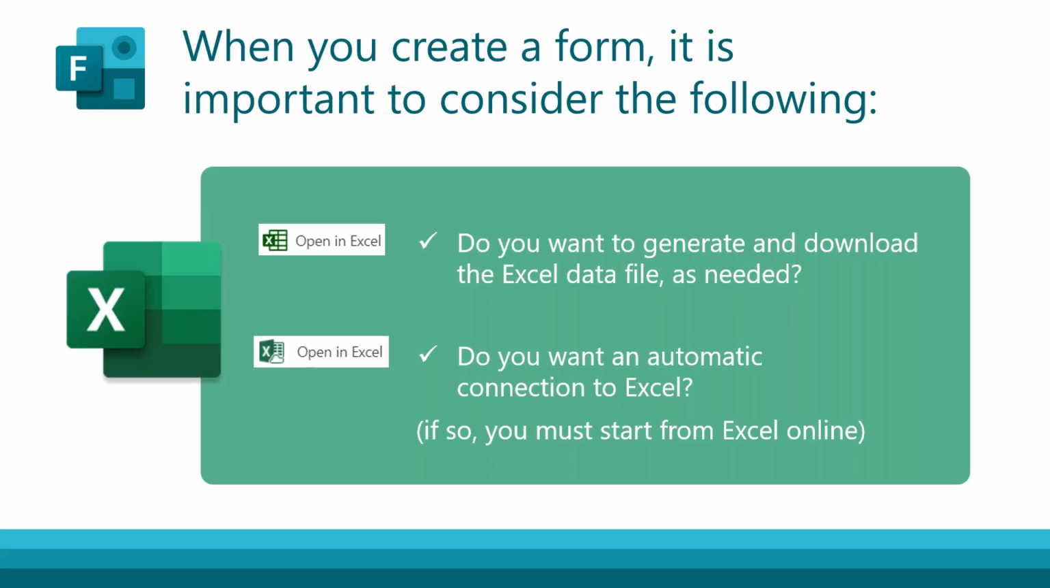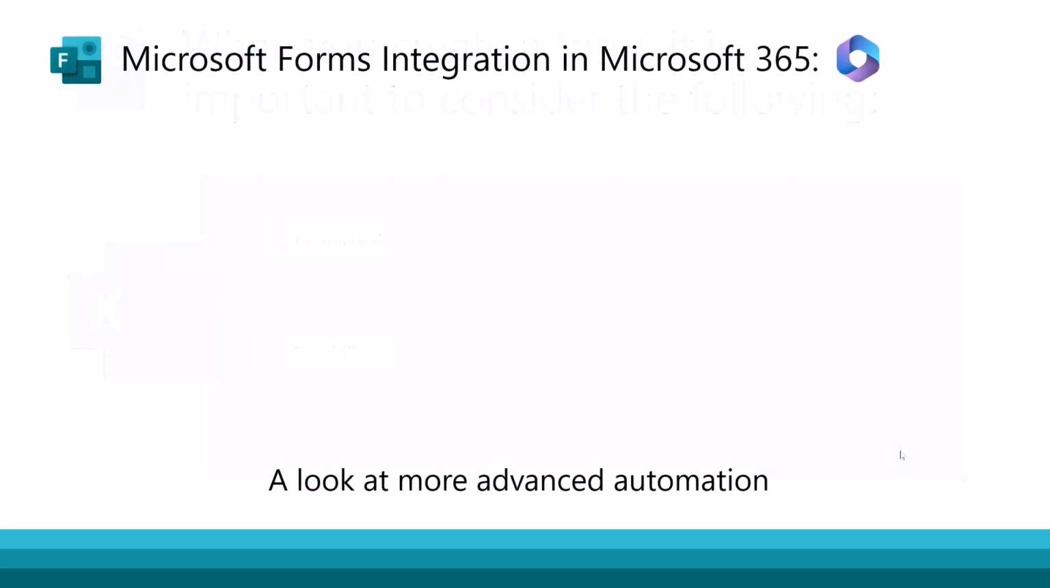I mentioned the Excel thing. I'm going to mention it one more time because I do think it's important. You have to start over if you choose the wrong one here at the beginning. So think about the two questions. Do you want to generate and download the file as needed? You're going to see an icon in the responses tab. I'll show you what it looks like in a minute, but it's just open in Excel. And we see the Excel icon. And then the other question, do you want an automatic connection to Excel all the time? It's got to start an Excel line. It's got a little cloud. So you're going to see that difference.